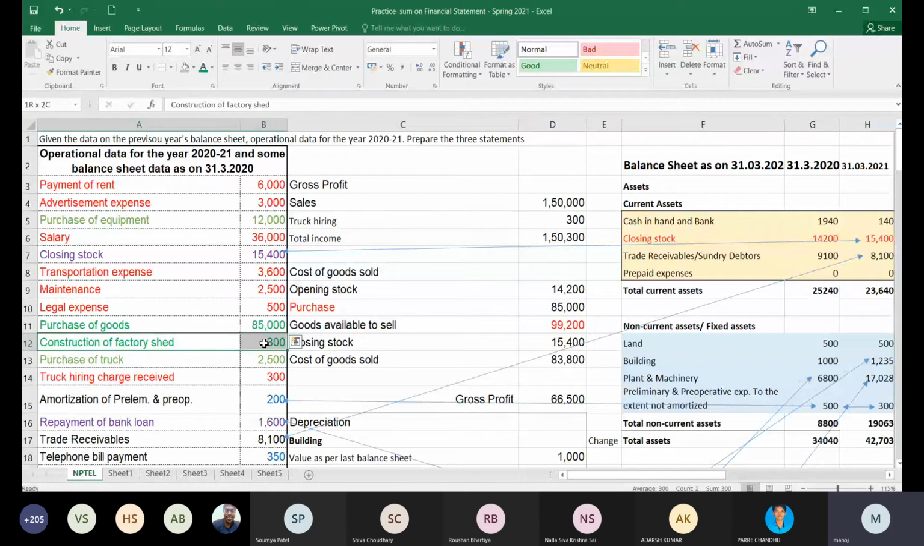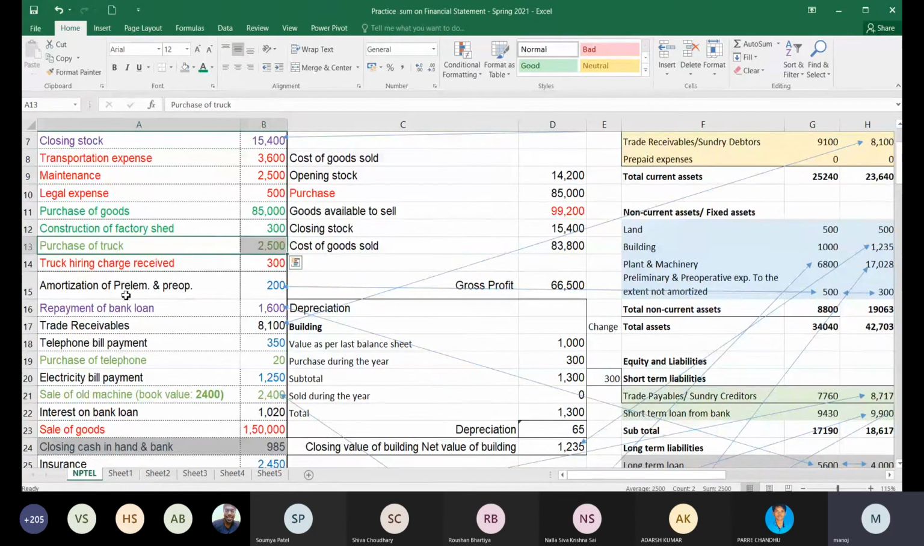Construction of factory shed. Factory shed also remains with you for a long time. Purchase of truck remains with you for a long time. So these are fixed assets. Truck hiring charge: you pay somebody for hiring a truck for a day or something. Amortization and preliminary pre-operative expenses, I mentioned, this is a fixed asset, a long-term asset.